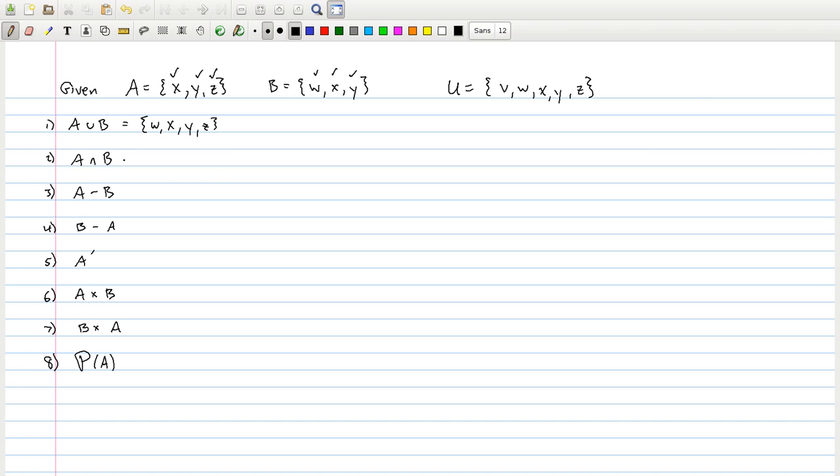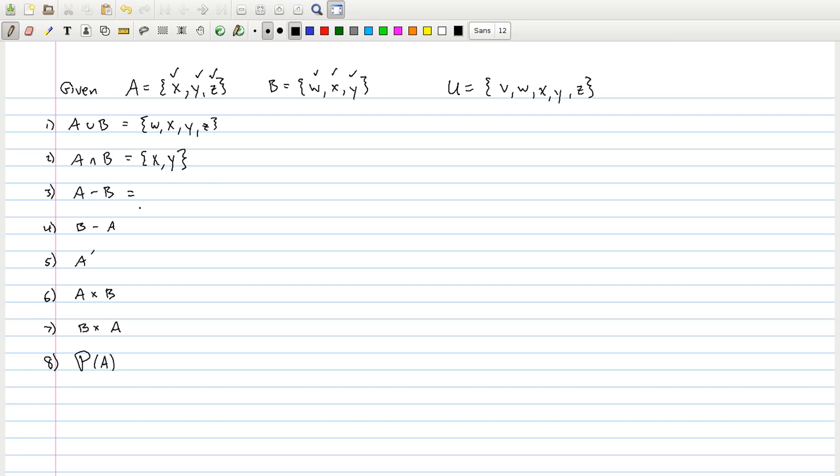Question 2 is A intersect B. This is the set of elements that's common to both A and B. So if we go through our list, we ask the question, is X common to both lists? And yes, it is. So X will be in the intersection. Is Y common to both sets? I see that Y is in A, Y is also in B, so Y is common to both. And then is Z common to both? And I see that it's in A, but it's not in B. Since we've run out of elements, that's it. The intersection is the set containing X and Y.